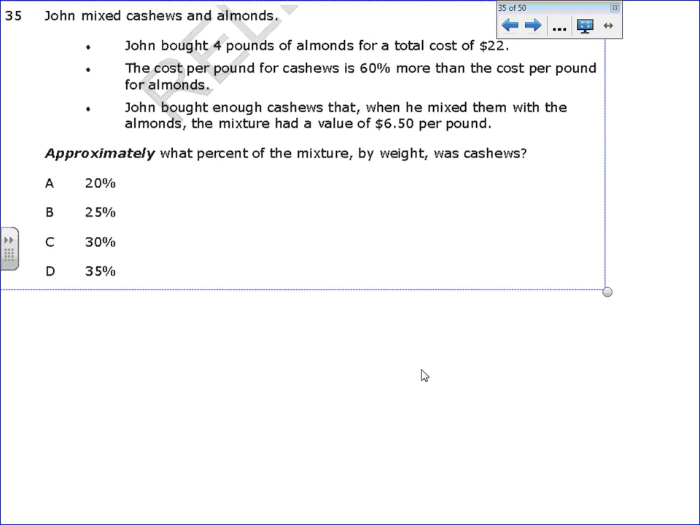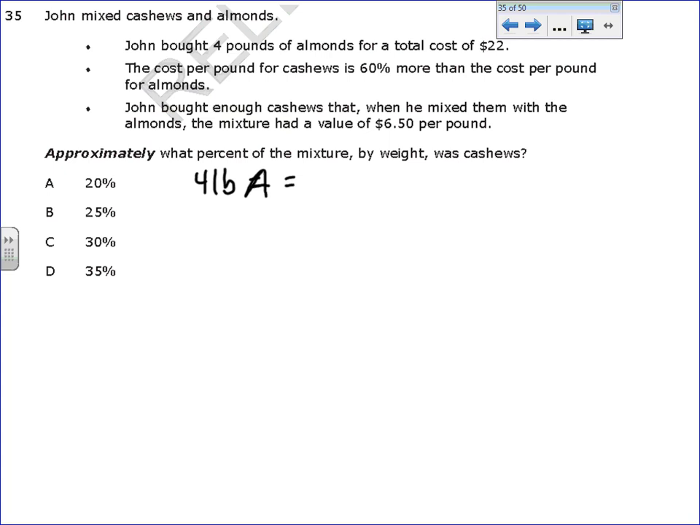Okay, so the first thing that I tried to do was kind of write down some of the information that they gave me. I know that 4 pounds of almonds is going to cost me $22. So I was like, well, if I take $22 and I divide it by 4, that means that almonds cost $5.50 per pound. Okay, that's good to know.